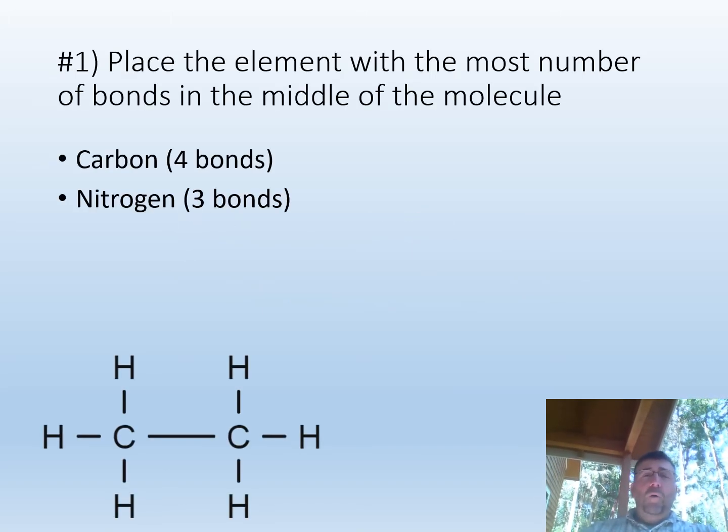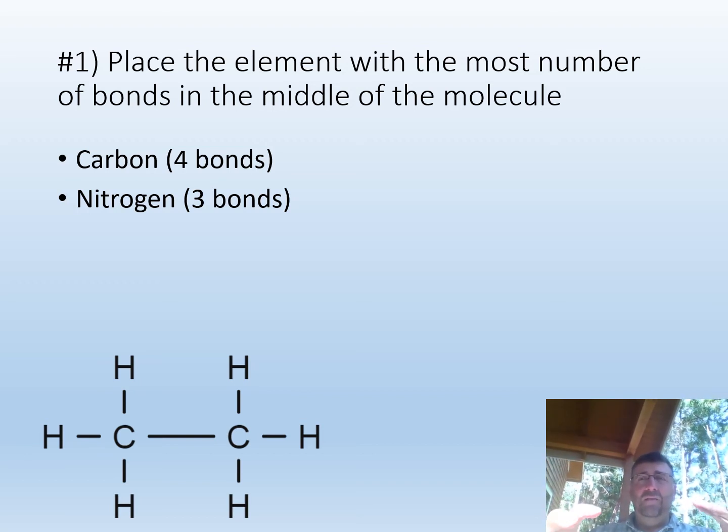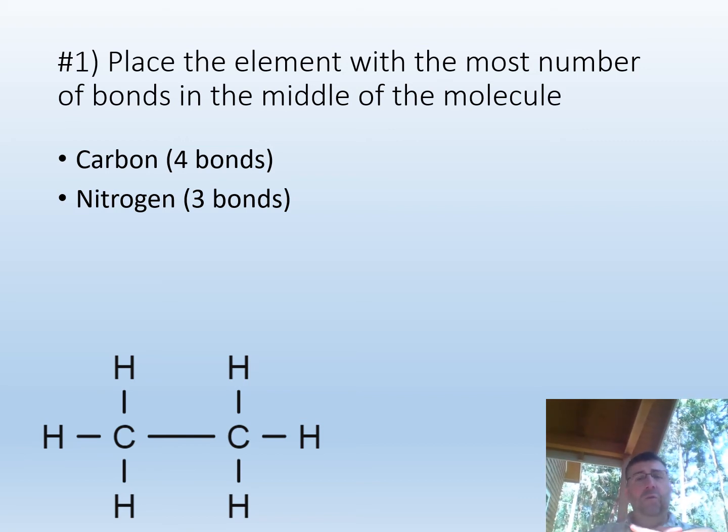First of all, always place the element with the most number of possible bonds in the middle of the molecule. So carbon having 4 bonds possible is going to be in the middle of the molecule, and things are going to bond to the outside of that. Nitrogen with 3 bonds will often be among the most bonds, and it also has a tendency to be in the middle of a molecule.